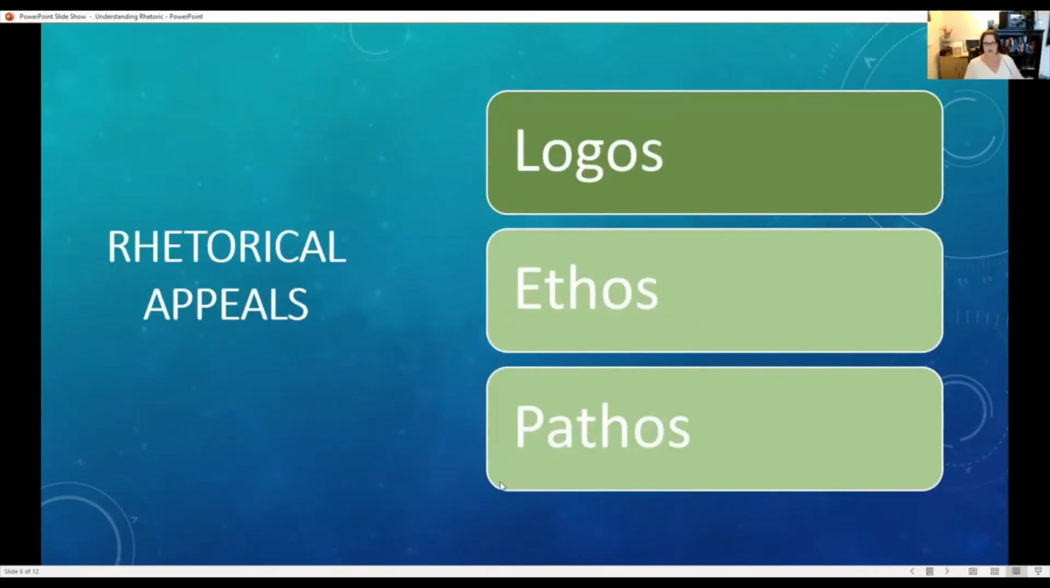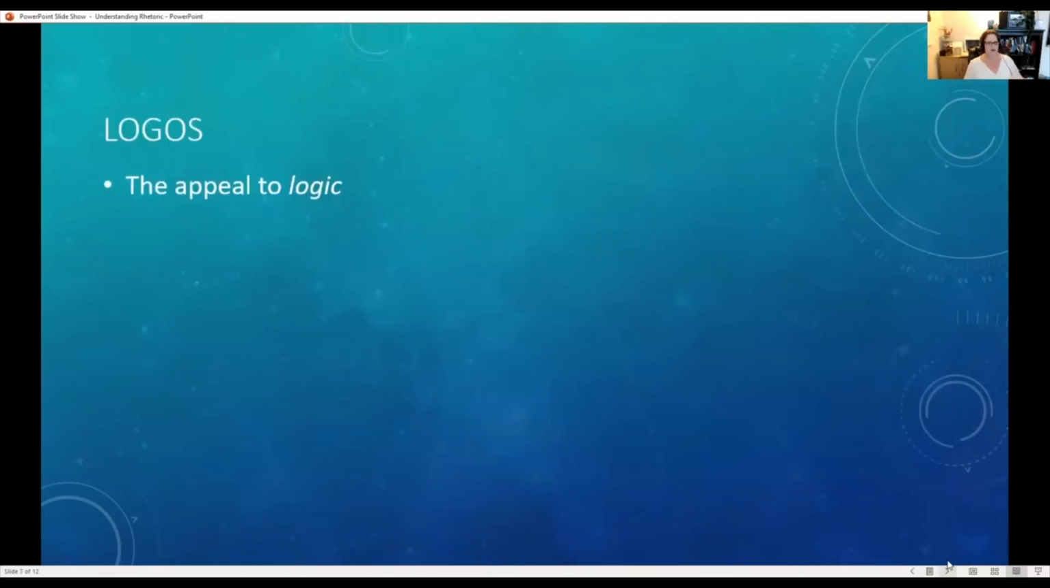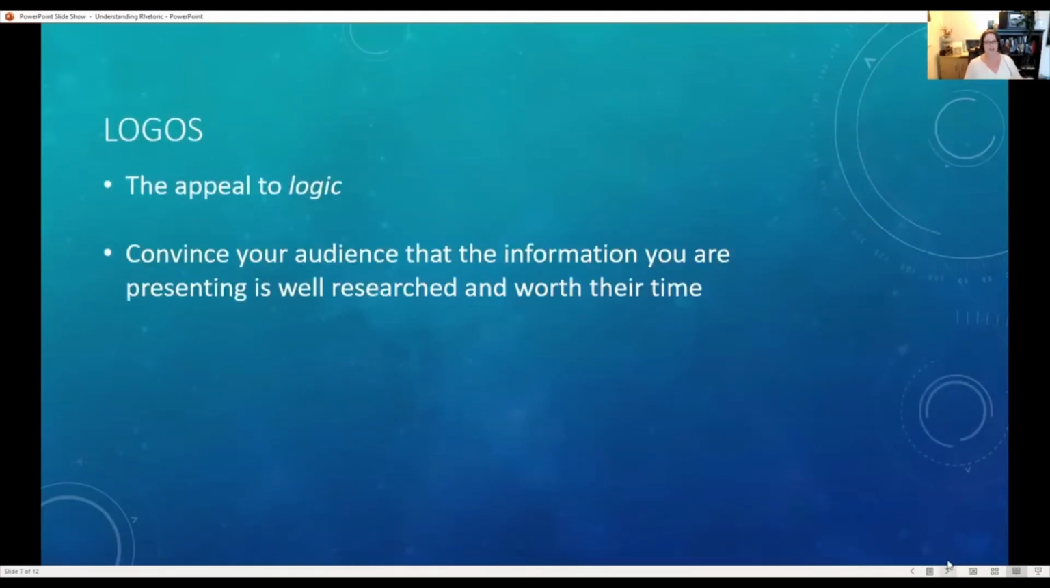Next, we have the rhetorical appeals. As I said, logos, ethos, and pathos. Logos is the appeal to logic. You've got to convince your audience that the information you're presenting is well researched and also worthy of their time. So you'll use facts and figures, statistics, etc. Big time evidence, right? And we use that a lot in our research papers.